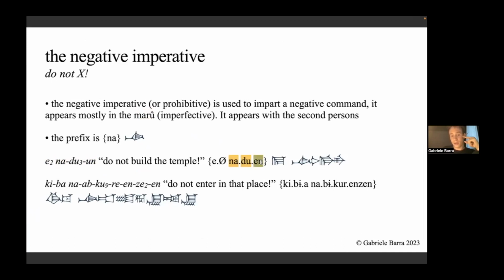And since this is the imperfective, we have different prefixes and suffixes. So in this case, the second person singular is n. So n, which becomes after the u. So do not build.